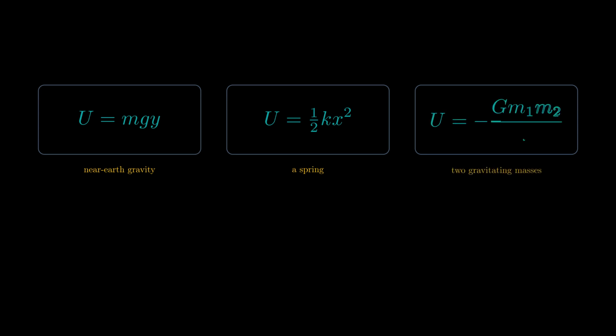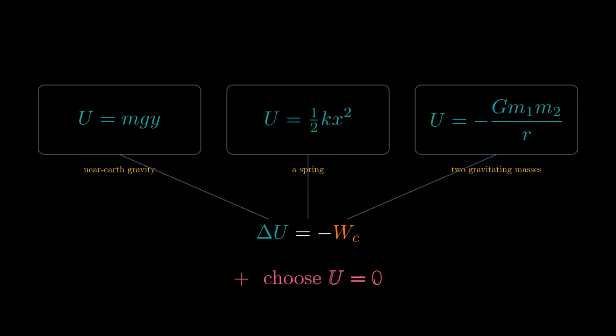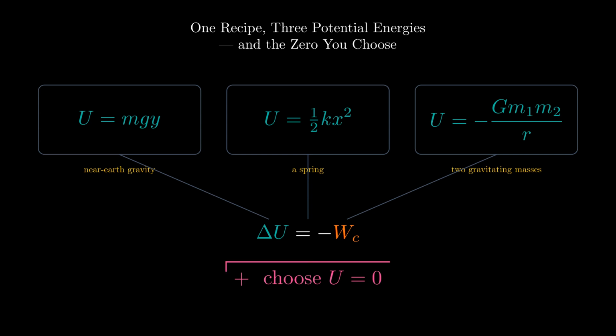Three potential energy functions and they look nothing alike. mgy for an object near the Earth's surface, 1/2 ks squared for a spring, minus big G m1 m2 over r for two gravitating masses. One identical recipe produces all three, and each formula is only fixed after a choice physics cannot make for you: where to put the zero.